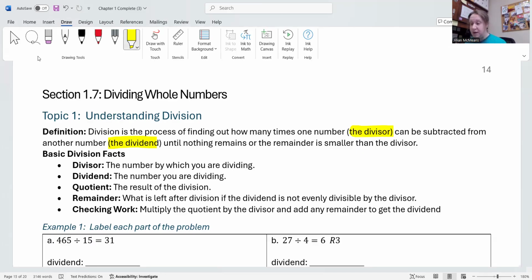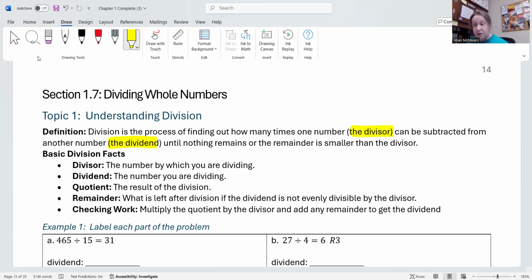Another way to think of this is we have this one big group and we want to break it down into equal size groups. So the dividend is the original group and the divisor tells us how many groups of equal size we want. And then the result is the size of each of those groups. So a little bit further, let's talk about each of these parts to division.